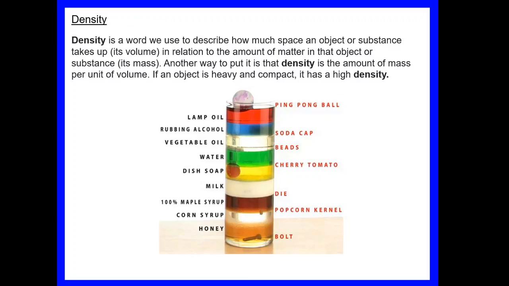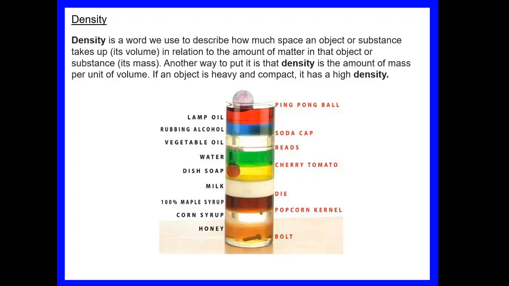Okay, so today we're going to have a look at density then. So just to clarify what density is. So, as it says there then, density is a word we use to describe how much space an object or substance takes up, its volume, in relation to the amount of matter that an object or substance has, so its mass. So another way to put that is that density is the amount of mass per unit of volume. And if an object is heavy and compact, it has a high density.